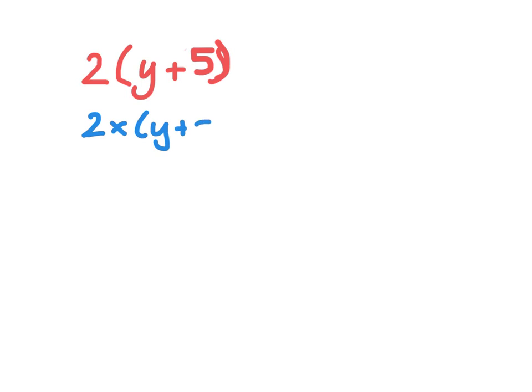Okay, so here's another question. We've got 2 brackets, y plus 5. Okay, so what does that actually mean? It means 2 times everything inside that bracket, which is y plus 5. So now let's use our arrows. So 2 times the first term, which gives us 2y. And our second arrow gives us 2 times 5, which is 10. And that's our answer, 2y plus 10.